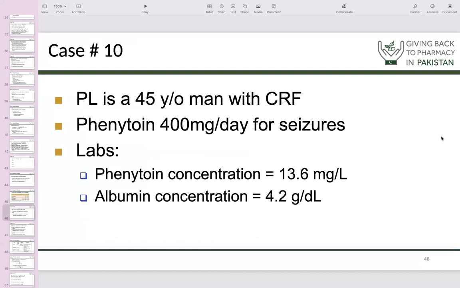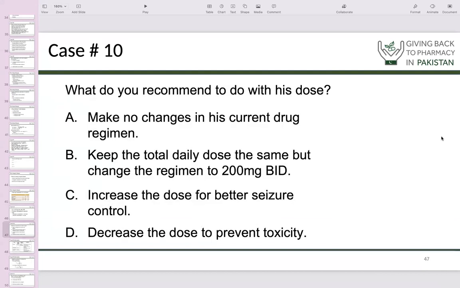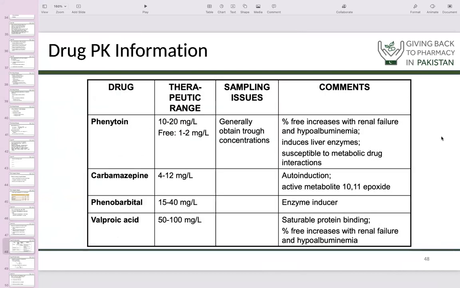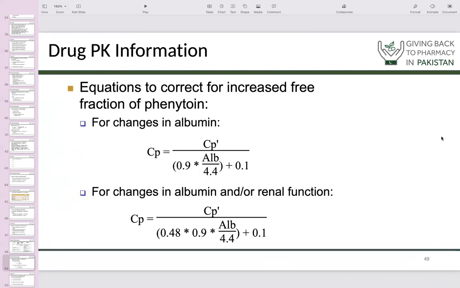So this concentration of 13.6 is not true 13.6. It will come around somewhere 17.8 or 17.6 milligram per liter. So if you keep on dosing 400 milligram per day, there will come a time that this concentration will reach above 20, which is supratherapeutic, and the patient may have side effects or toxicity of phenytoin. This is a chart you can consult for the normal levels and the sampling or comments techniques for this.